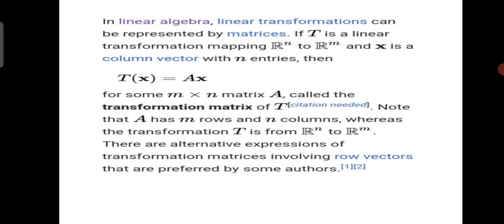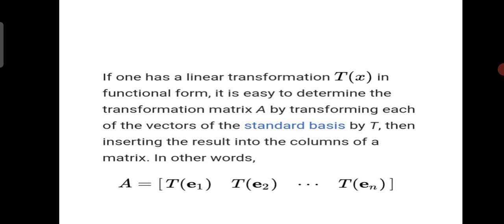Note that A has m rows and n columns, where the transformation T is from R^n to R^m. There are alternative expressions for the transformation matrices involving row vectors that are preferred by some authors. If one has a linear transformation T(X) in functional form, it is easy to determine the transformation matrix A by transforming each vector of the standard basis by T, then inserting the results into the columns of the matrix.